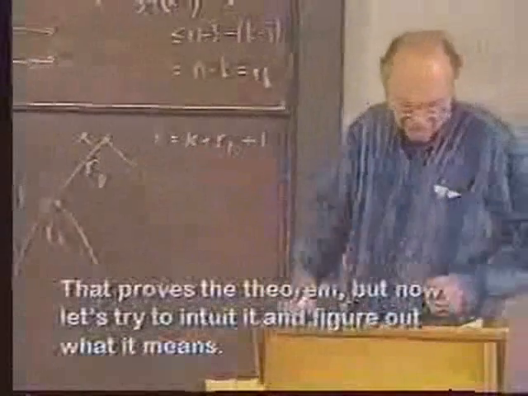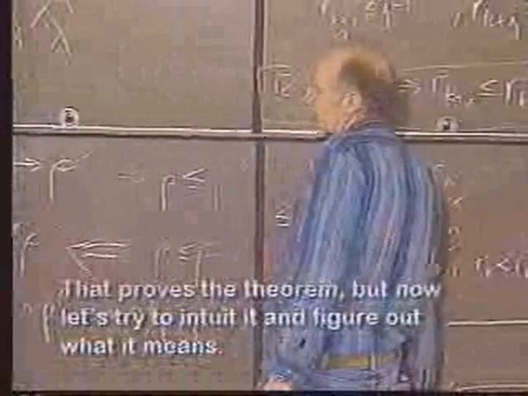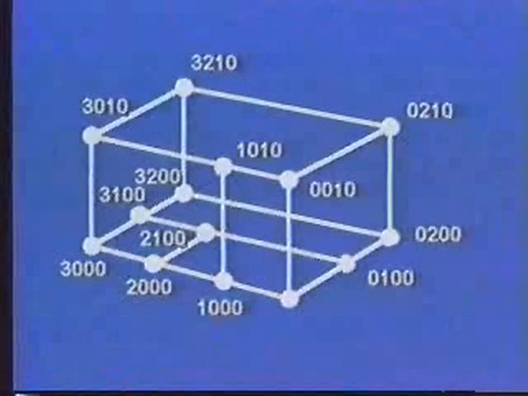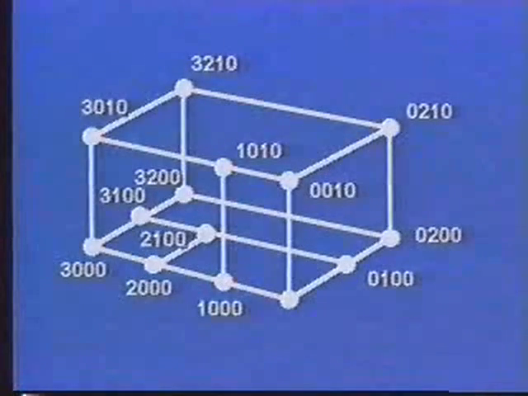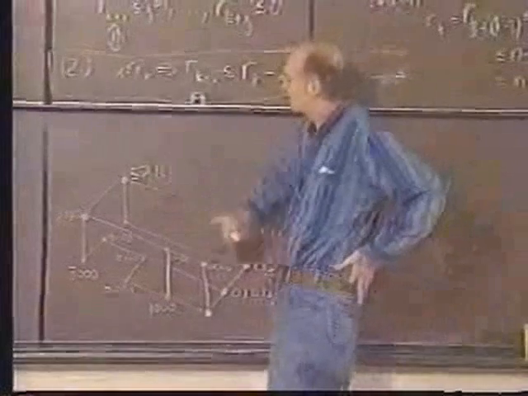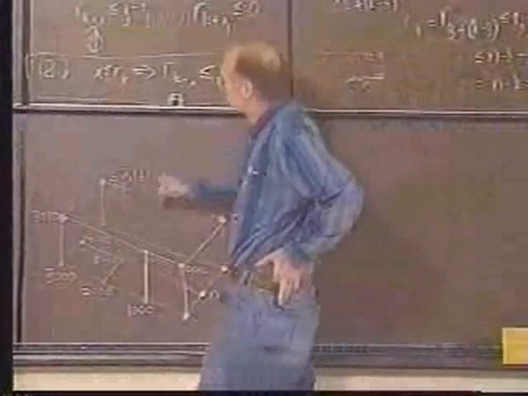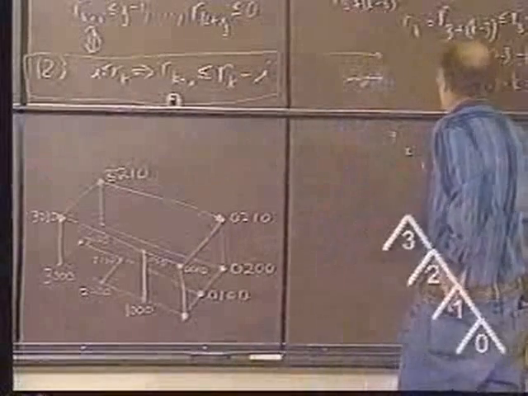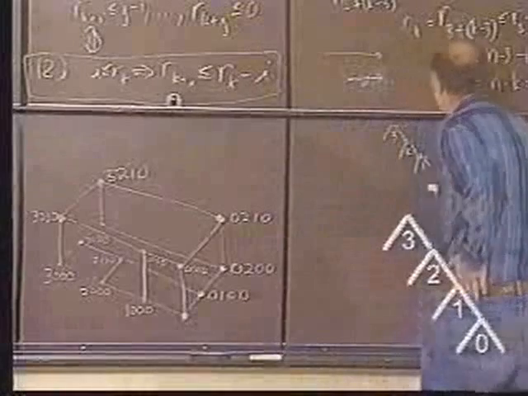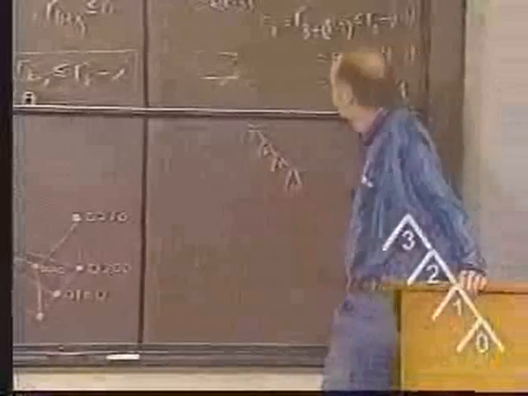But now let's try to intuit it and figure out what it means. So, for example, here I've got a picture that shows you all the trees when n equals 4. So I have 3, 2, 1, 0, which is the largest tree that you can get. That's the tree that you can't rotate anymore. This is the only one that you can't rotate from.